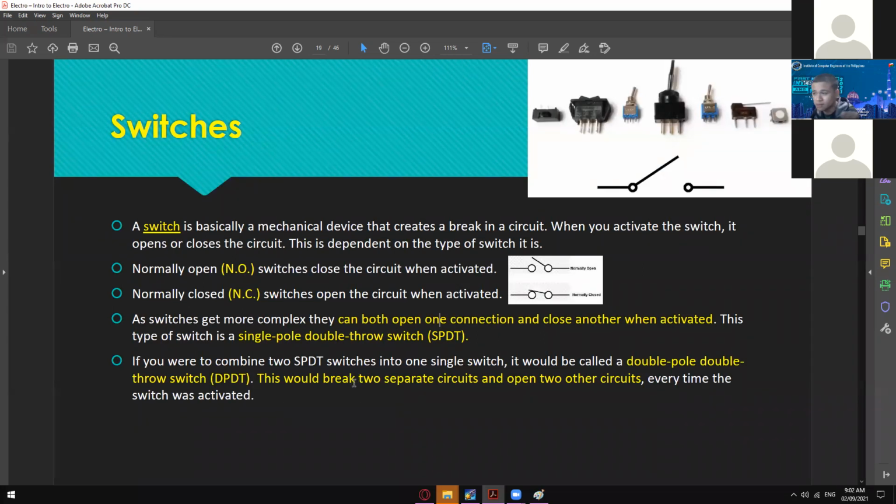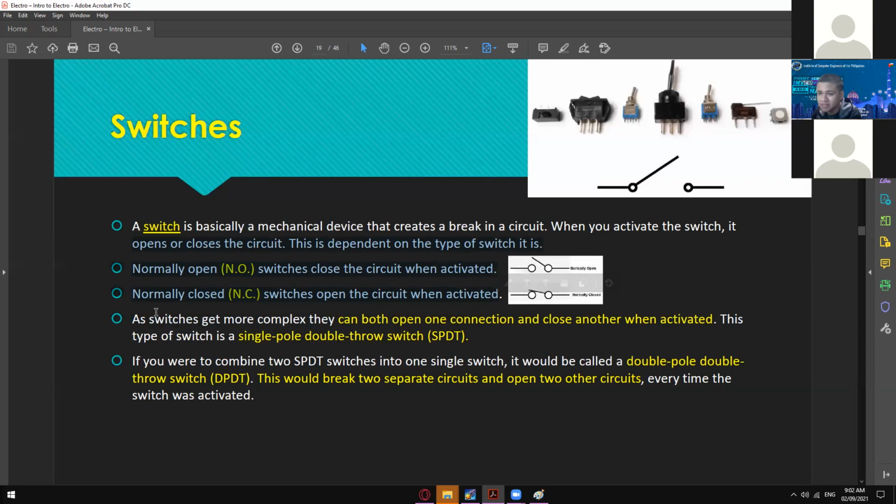So two of them are open, and at the same time two of them will close, or will open the circuit. We call this one DPDT, or the double pole double throw switch. So DPDT. This would break two separate circuits and then open two other circuits.